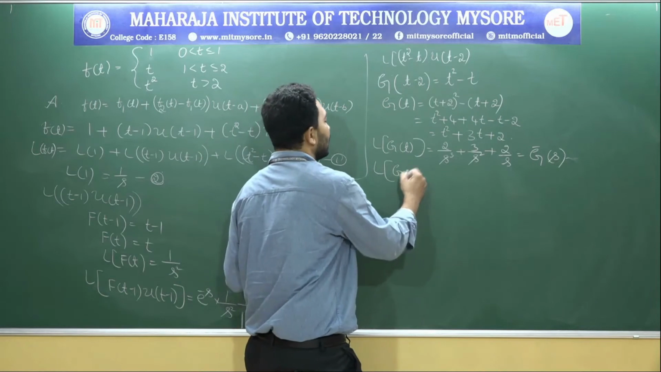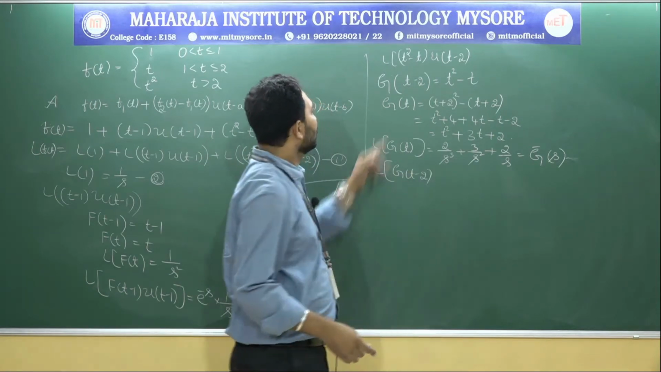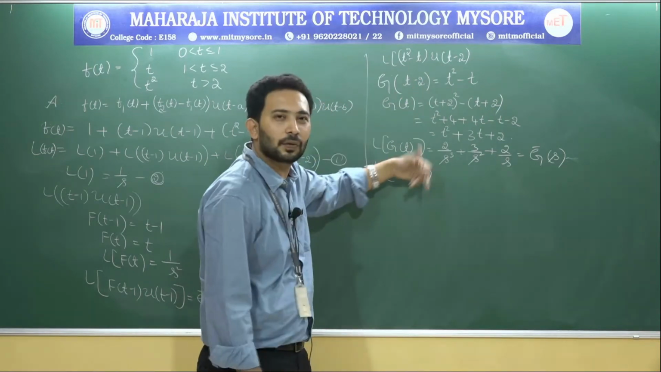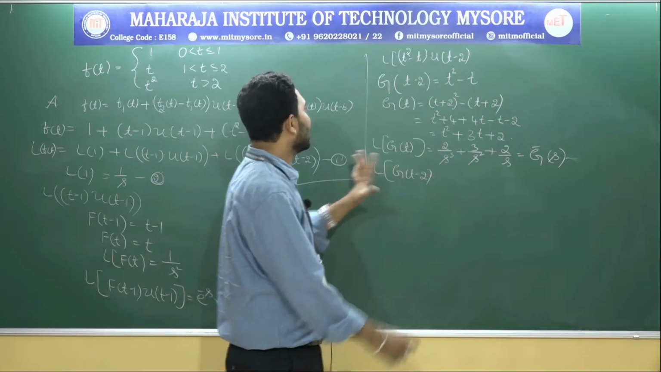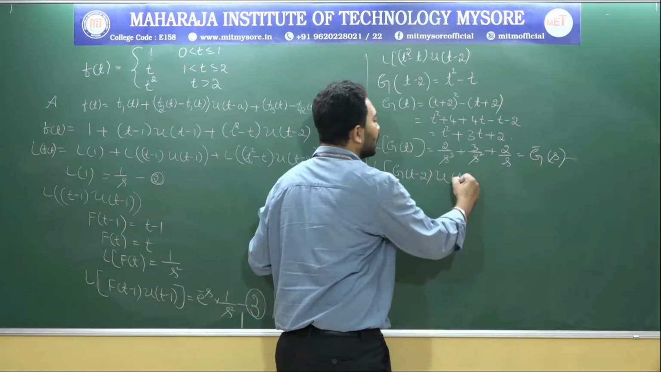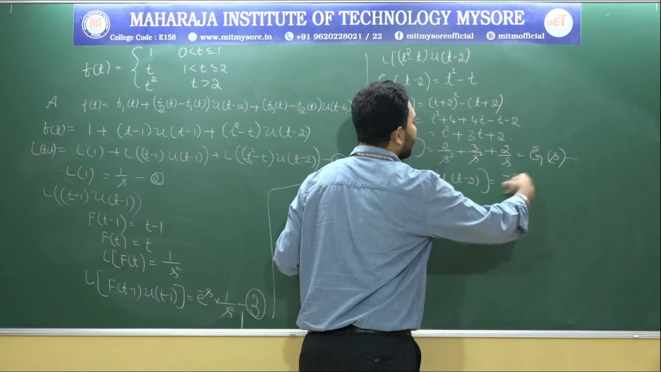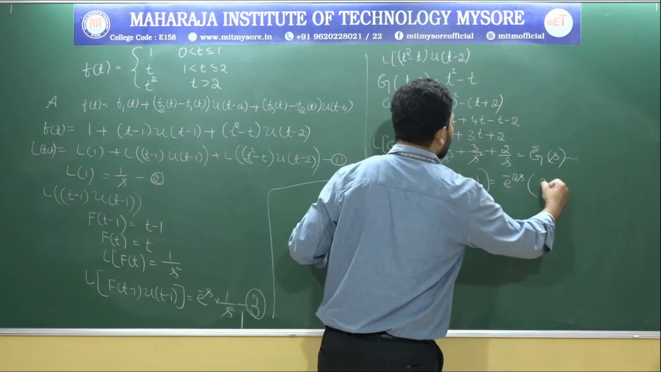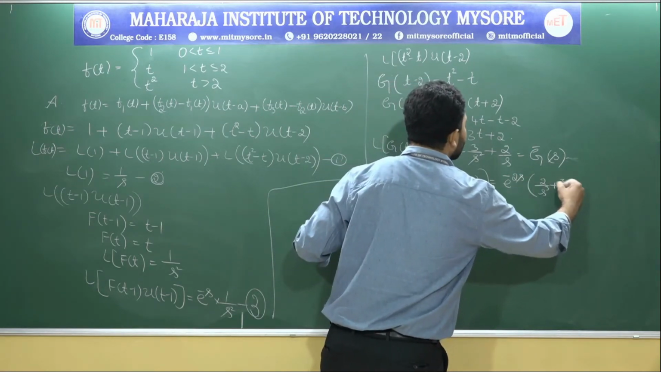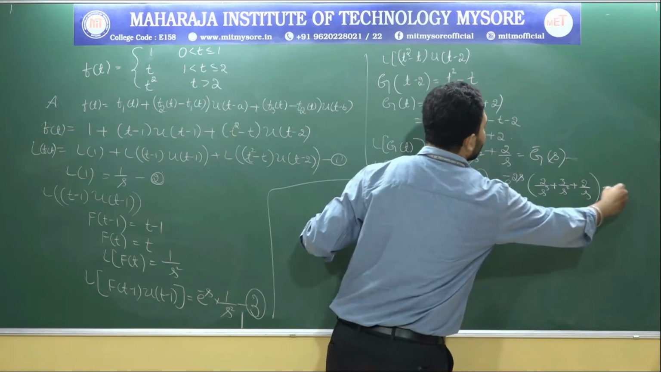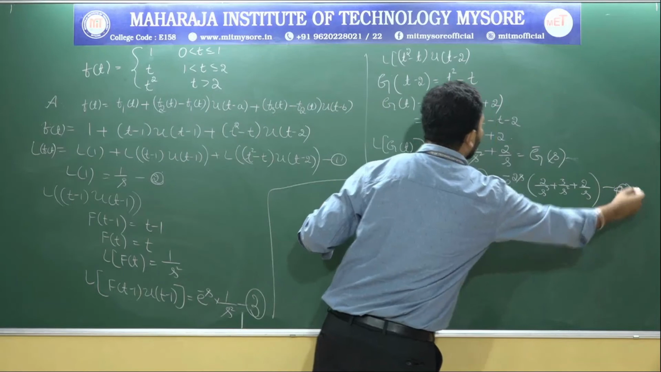Finally Laplace of g(t minus 2) into u(t minus 2). g(t minus 2) means t square minus t, so I can write (t square minus t) into u(t minus 2) also. Both are same. Into u(t minus 2) is e power minus 2s into g bar s, that is 2 by s cube plus 3 by s square plus 2 by s. Take this as equation 4.